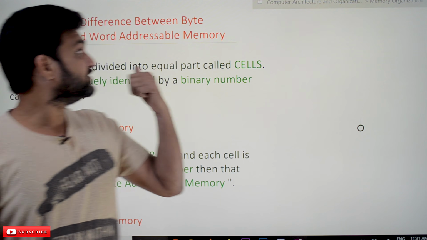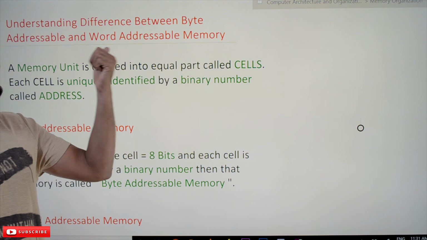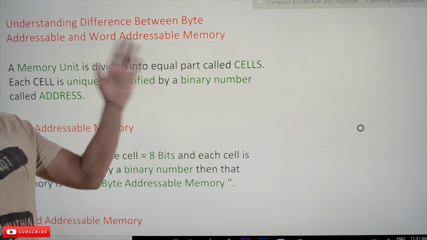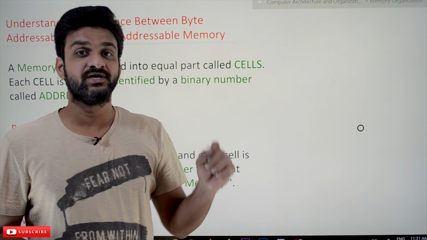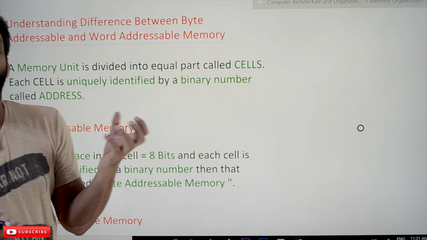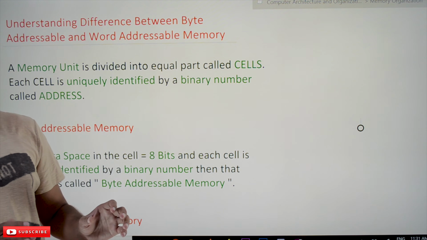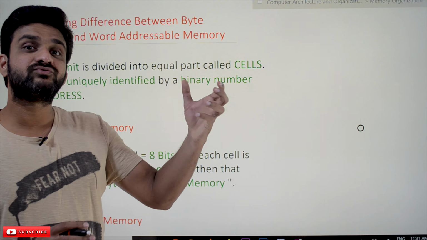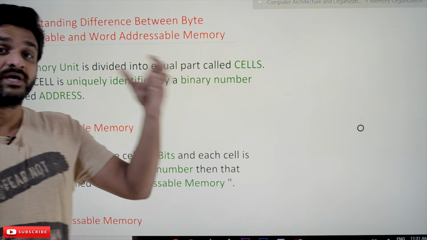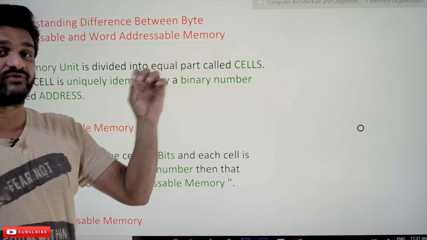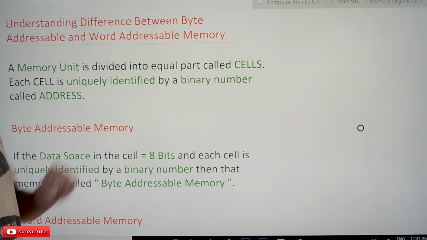In this class, we will try to understand about byte addressable and word addressable memory. Before understanding what is byte addressable memory and what is word addressable memory, we will try to understand what is a memory. Memory is a storage device. Apart from that, how that memory is designed, that visualization we will try to have first, and later we will try to understand about these concepts.